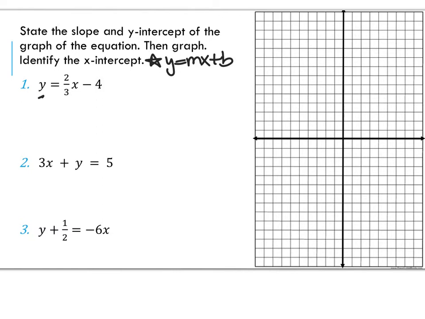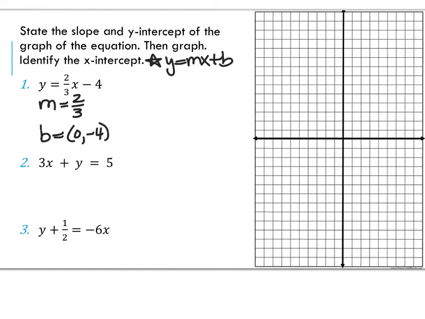So number 1, we are in the y equals mx plus b form. Here's our y, here's our mx plus b. So all we have to do is state what our m is. Remember, our m is the number in front of the x, so 2/3. I have a rise of 2, a run of 3, and my b, the y-intercept, is -4. I like to write it like a point, so (0, -4).